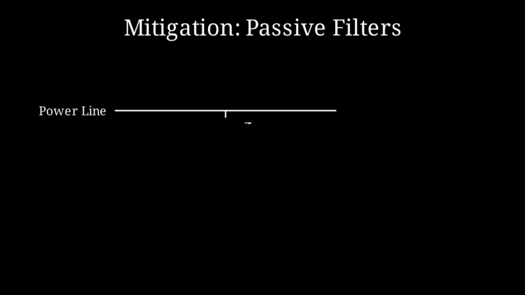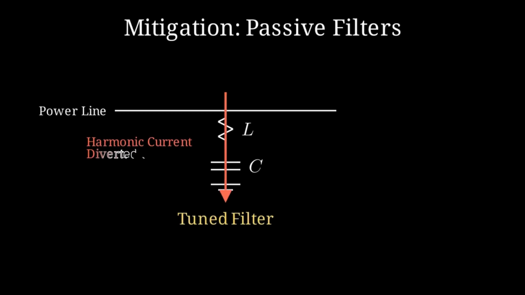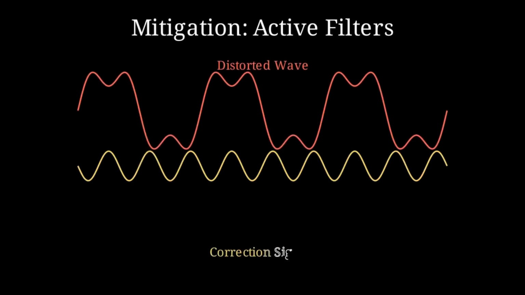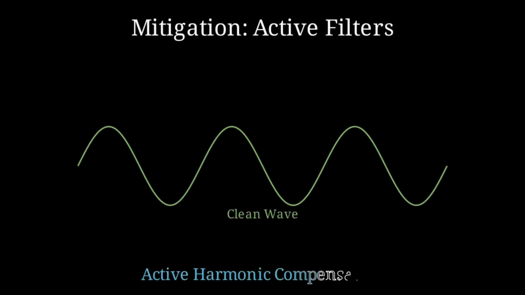To combat high THD, engineers use filters. A passive filter uses inductors and capacitors tuned to a specific frequency, like the fifth harmonic, to trap that specific frequency and prevent it from entering the main grid. Active filters are more advanced. They monitor the line in real time and inject an equal but opposite current signal to cancel out the harmonics, much like noise-canceling headphones work for sound waves.